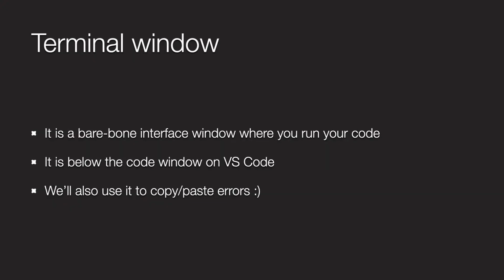Terminal window. This is a bare-bones interface window where you run your code. There is a terminal window at the bottom of the VS Code interface. We'll simply use it to copy and paste errors and see the results of our code.